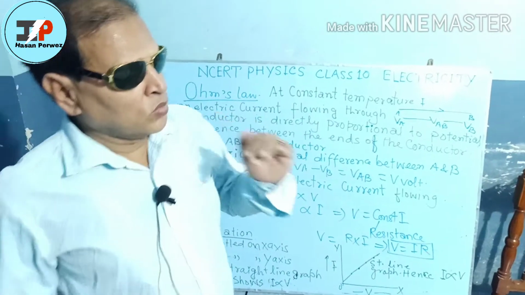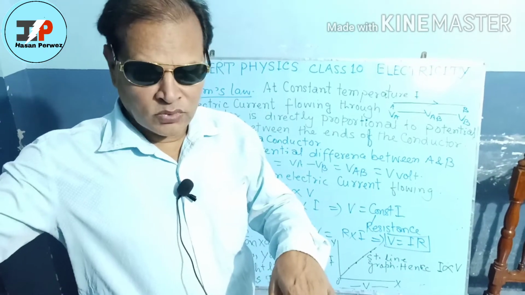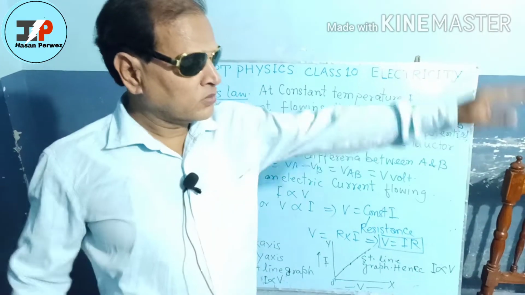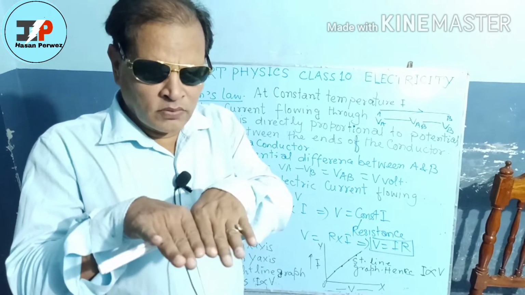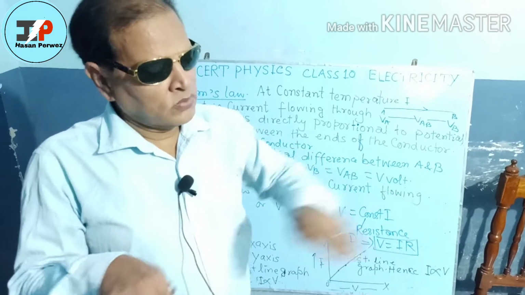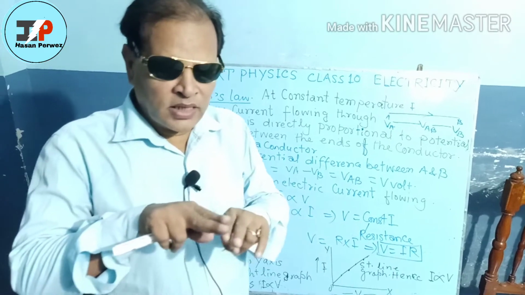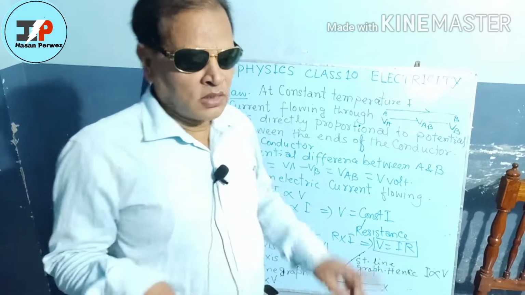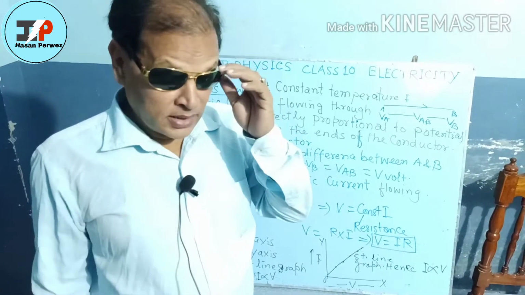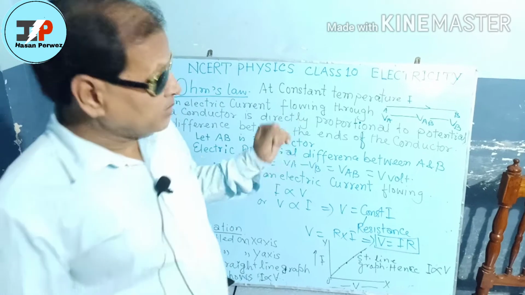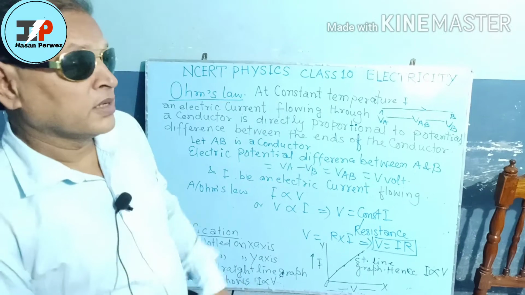Just like water flows from higher level to lower level. If the slope is high, then water will flow fast. If the slope is very low, then water will flow at slow speed. Just like that, if the difference in levels is great, then the water will flow with high speed. In the same manner, if the potential difference between the two ends is high, then the higher current will flow through the conductor.